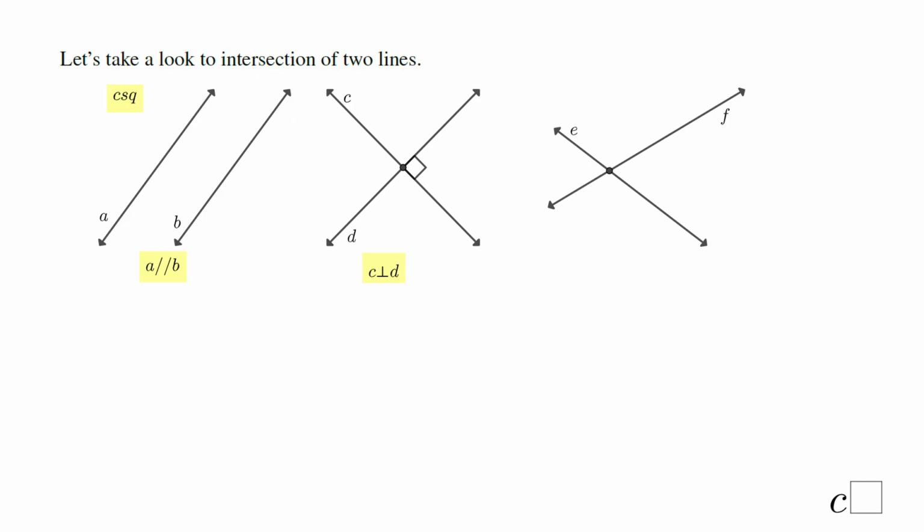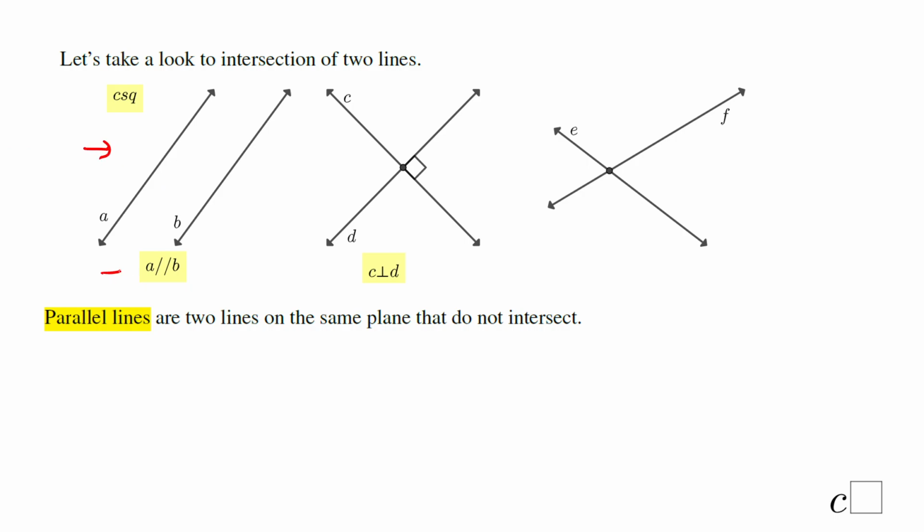For the next part of the lesson, let's take a look at two lines. We have three choices. One, parallel lines. These two lines you see here are parallel lines. This is the notation. They do not intersect.